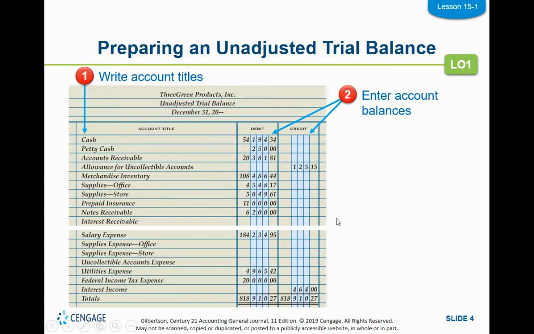The whole point of this unadjusted trial balance is to make sure that your debits and credits are equal, just like it was on the worksheet. If they are not equal, that means you have a mistake, either in your posting or in your journalizing, or in bringing the information over to the form. So if these do not equal, you cannot move on. You have to stop and you have to figure out what your mistake is.